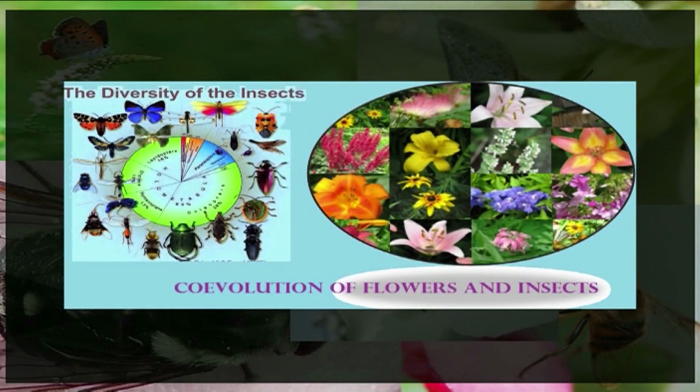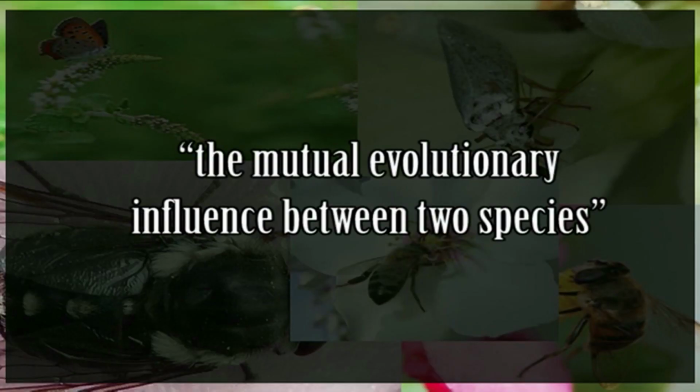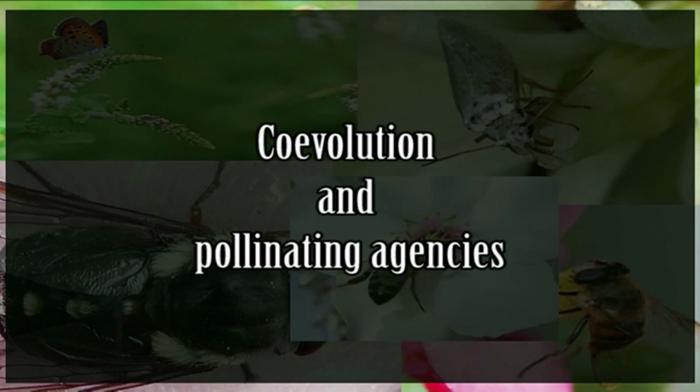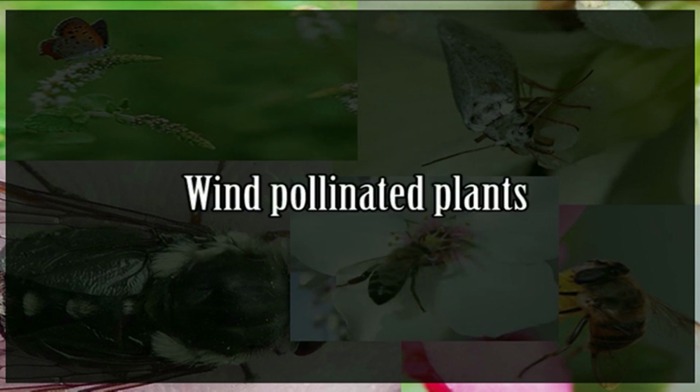Evolving together, the plants and their pollinators become more finely tuned to each other's peculiarities, a process often termed co-evolution. In co-evolution, each of the species involved serves as a source of natural selective pressure on the other. Hence, a more formal definition for co-evolution is the mutual evolutionary influence between two species. Now, let us discuss co-evolution and pollinating agencies. First of all, we will deal with wind pollinated plants.